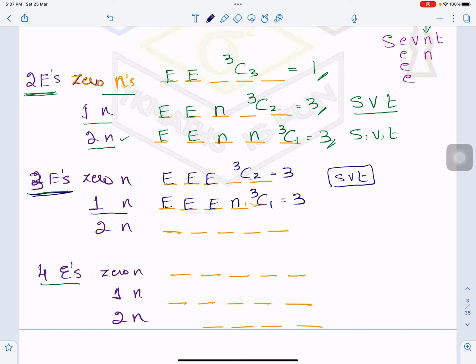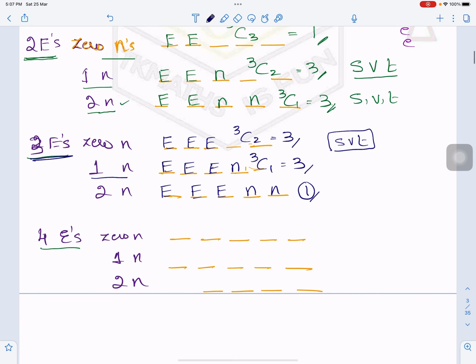Okay. Now 3 E's and 2 N's. So now this is the only case, nothing else will come. So this has only one possibility. So I will write it as 1. Okay. So we will add these also in it. Now let's see the case when we have 4 E's and no N. Again from S, V, T, any one letter will come here. Okay, either S, V or T.